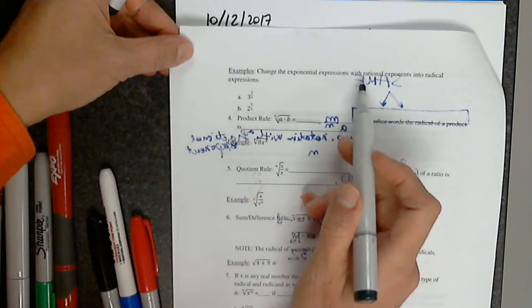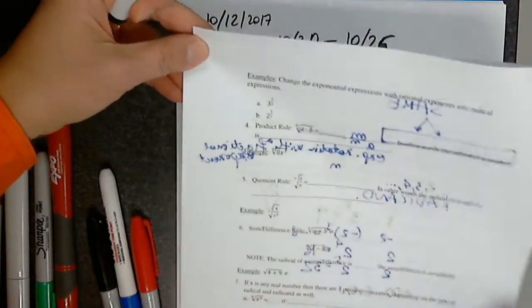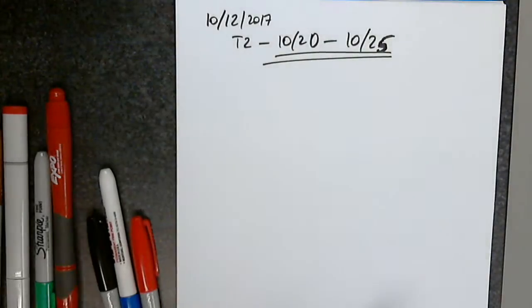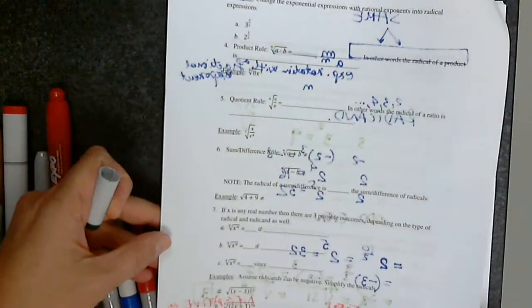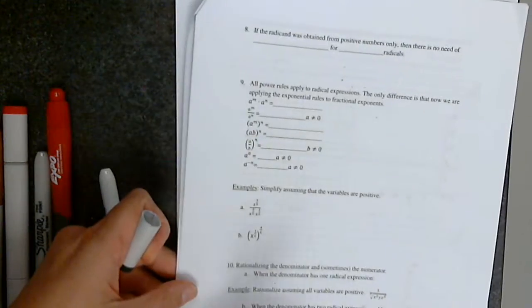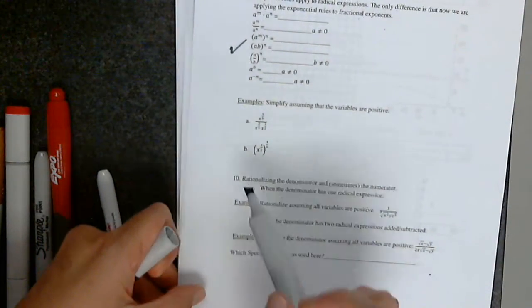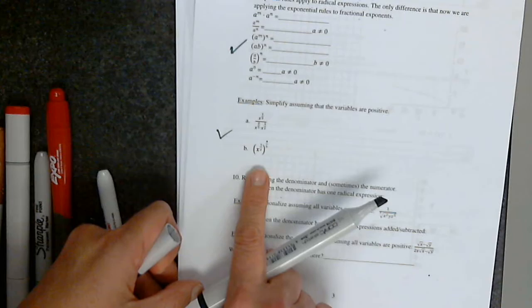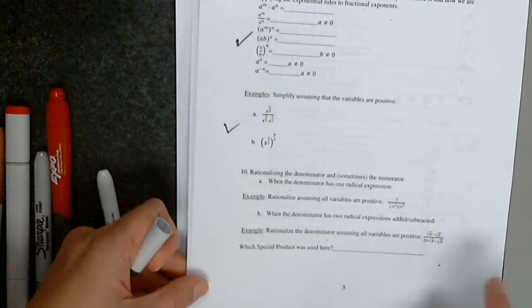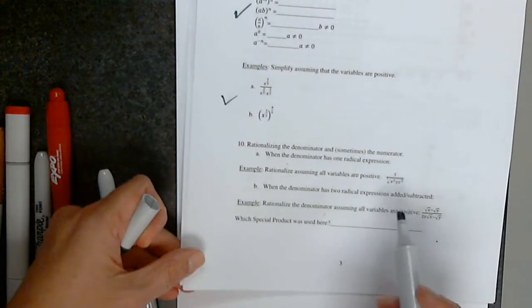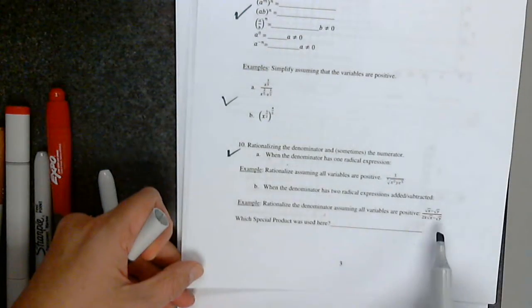Change the exponential expressions with rational exponents into radical expressions. Let's do this. Where are we? On page 3. Okay, perfect. Oh yes, of course, we reviewed that. So, and we worked on these problems, right? I think we got this. We did A. Okay, and we worked on rationalizing on both. Okay, we'll come back to more examples. Perfect, excellent. So let's move on.